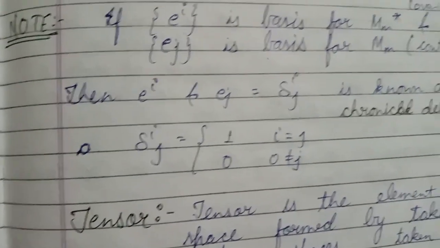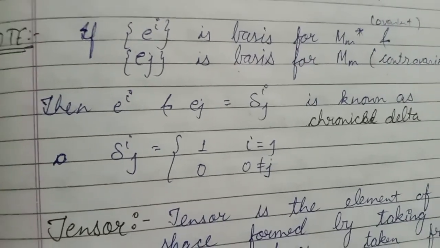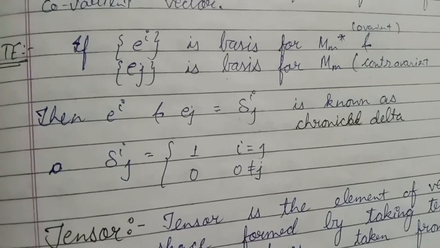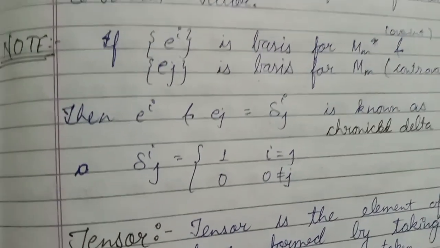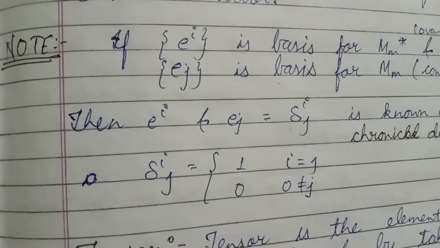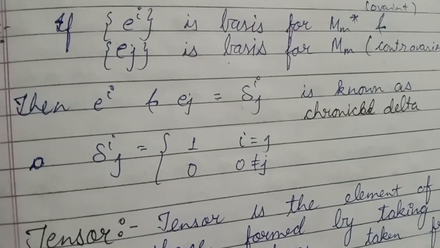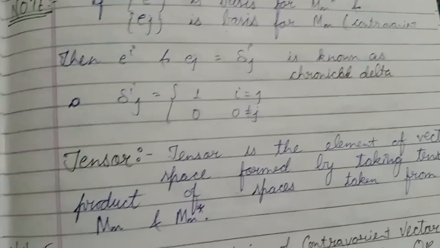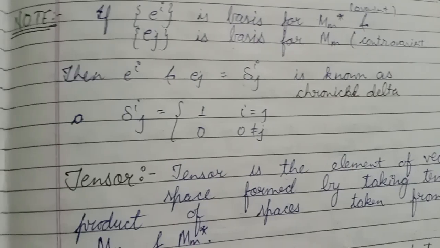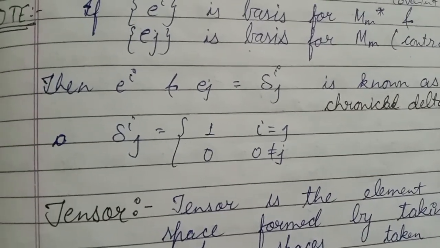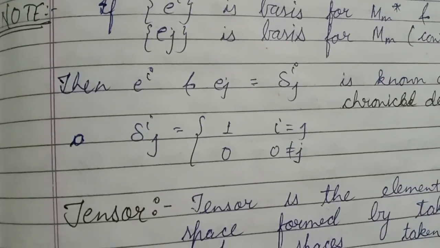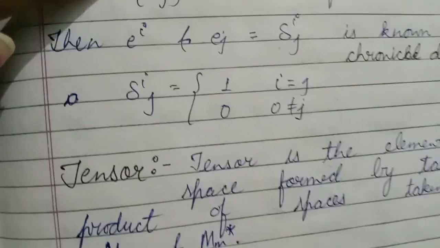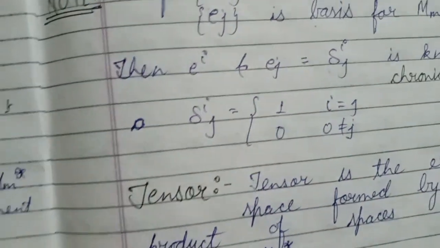First of all, if ai is a basis for star and each is a basis of covariant tensor. When we talk about covariant, we denote it by the star, and when we talk about contravariant, we write it differently. In covariant we write in this way, and the covariant vector we write in this way.